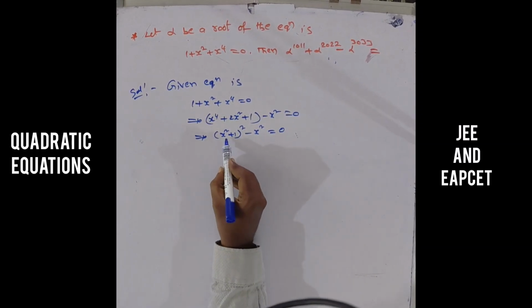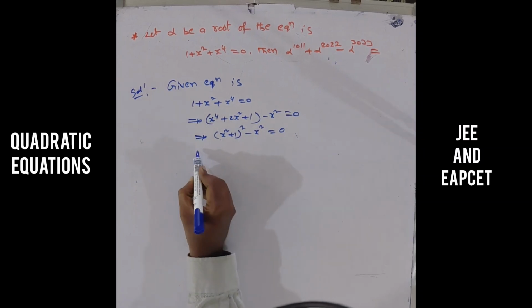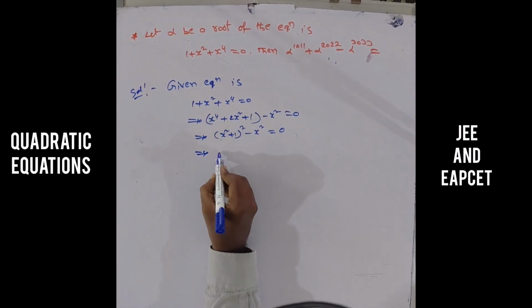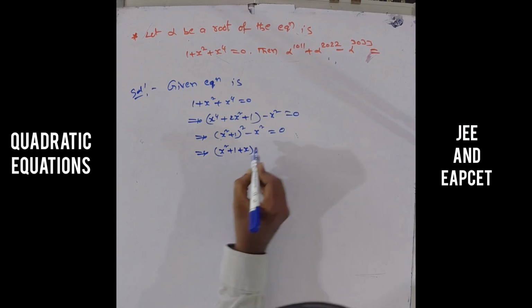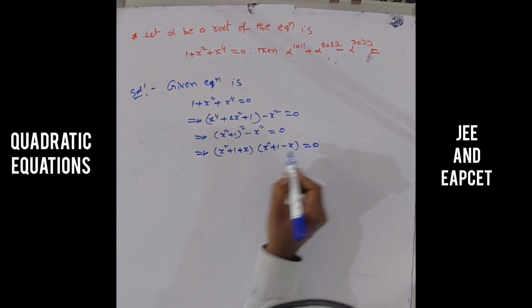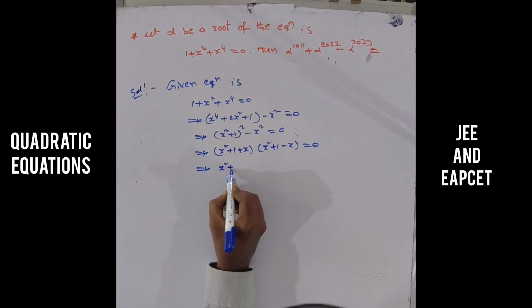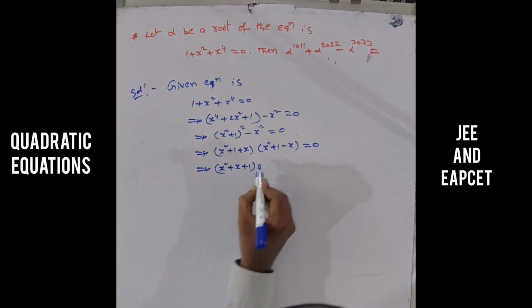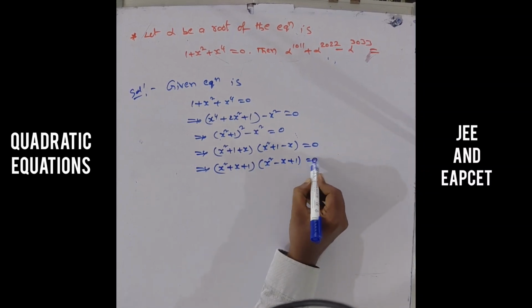Here x square whole square is x power 4, 1 whole square is 1, and 2ab is 2 into x square, 2x square. This is a square minus b square form: x square plus 1 plus x into x square plus 1 minus x is equal to 0. This implies x square plus x plus 1 into x square minus x plus 1 is equal to 0.